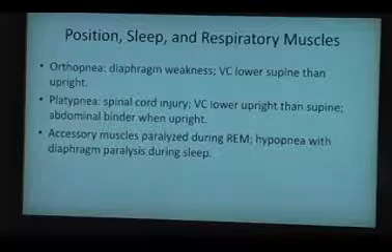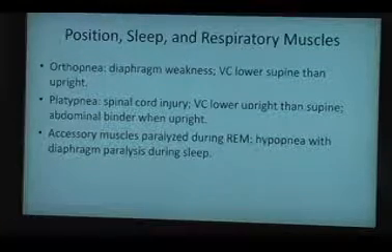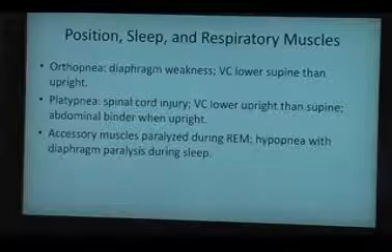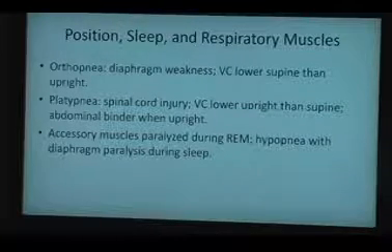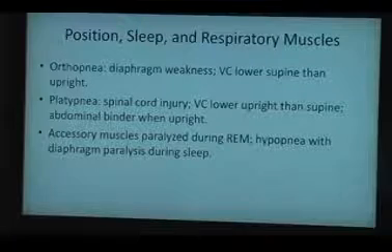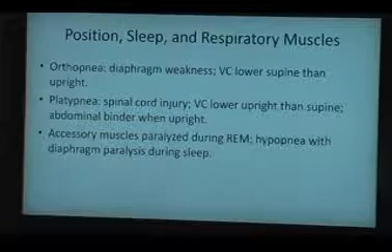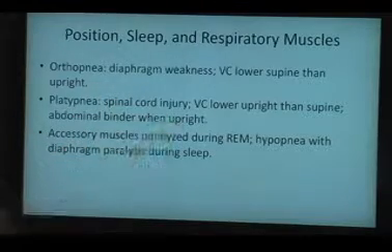So if you measure their vital capacity and it's 60% or 70% of predicted, but they tell you that they're short of breath, particularly when they lie down, it's worth putting them flat and measuring their vital capacity, because if there's a significant reduction in vital capacity in the supine position, that is consistent with diaphragm weakness.